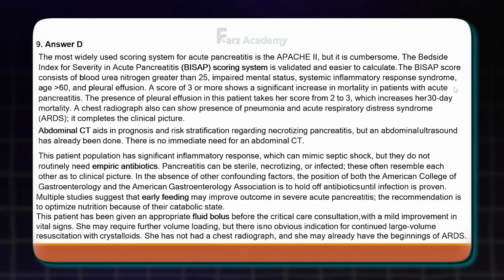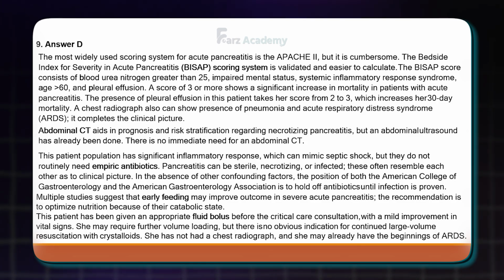Is the slide visible? This is based on the BISAP scoring system, and the P is the pleural effusion, which can be diagnosed on just a bedside chest X-ray. A score of 3 or more shows significant increase in mortality in patients with acute pancreatitis. Presence of pleural effusion in this patient takes her score to 2 to 3, which increases the 30-day mortality. Chest radiograph can also show the presence of pneumonia and ARDS. It completes the clinical picture. So very, very basic, the BISAP score on which this question was based. X-ray done shows pleural effusion, and that will predict the 30-day mortality.